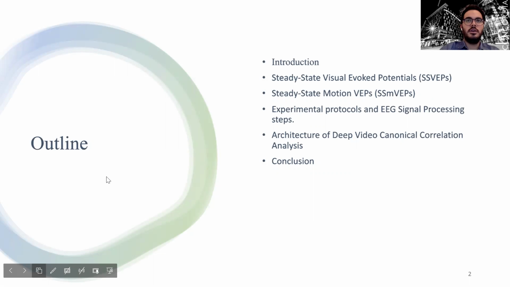Before starting, let's take a look at the outline. We will provide an introduction to brain-computer interface. We will describe different sorts of visual evoked potential and new emerging paradigms called steady-state motion VEPs. Then we illustrate our experimental protocols, our own designs of SSMVEP paradigms, and signal processing modules used in our experiments. We'll elaborate on the architecture of deep video canonical correlation analysis proposed in this paper. Finally, we compare the results obtained in the experiments with other deep learning-based counterparts.